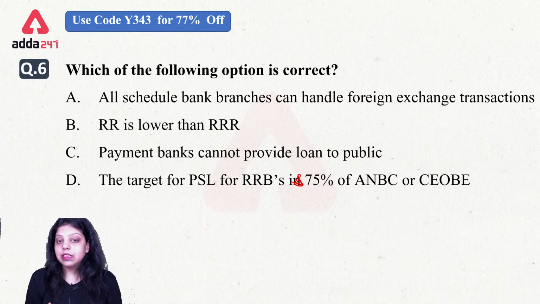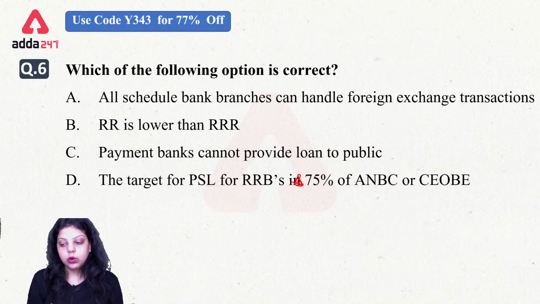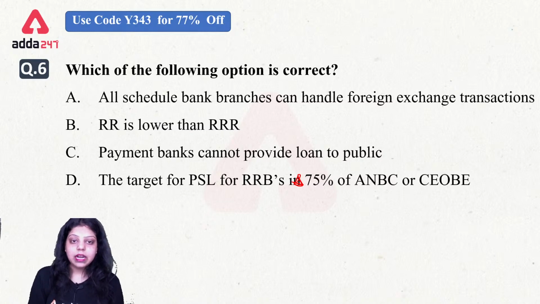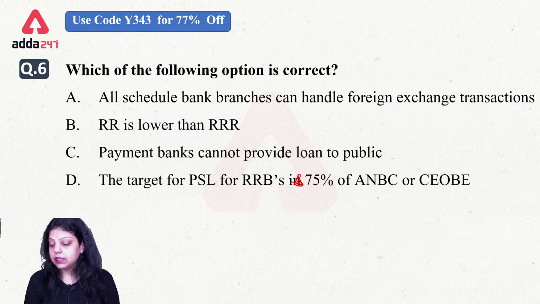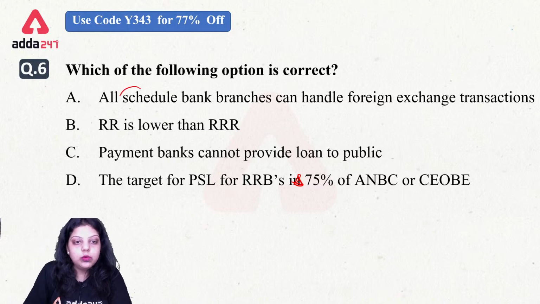So everyone is saying the C option is true. Okay. The correct option is C. Everyone is saying that. So first of all, if we talk about scheduled banks, what are the scheduled banks?